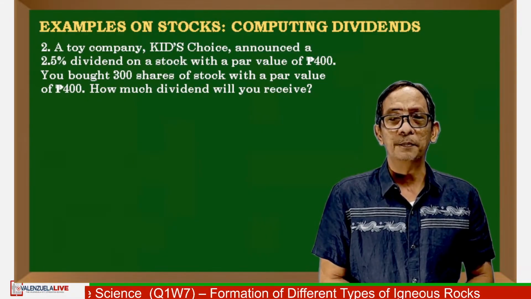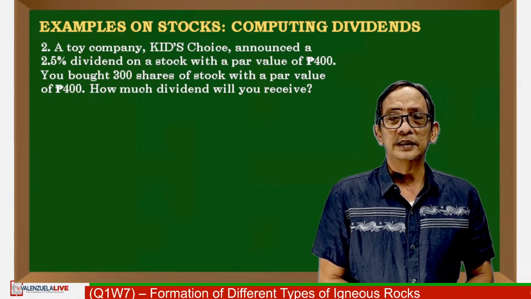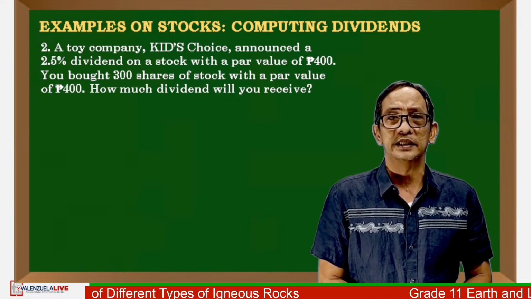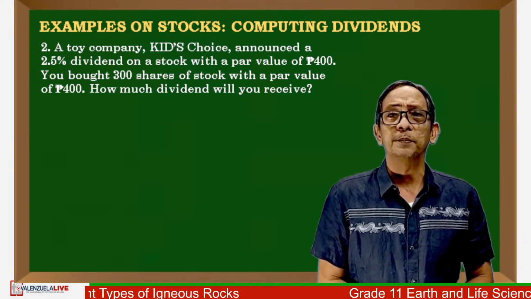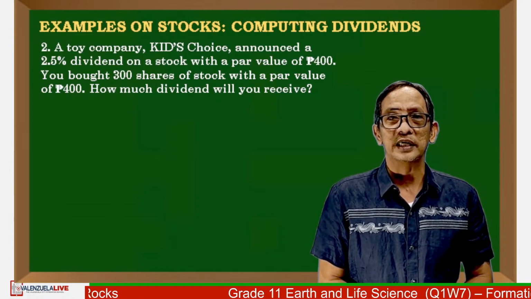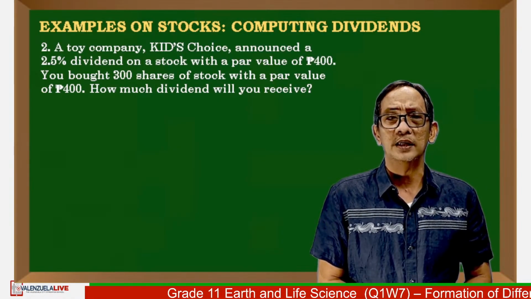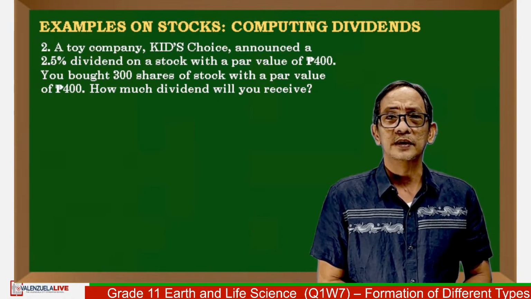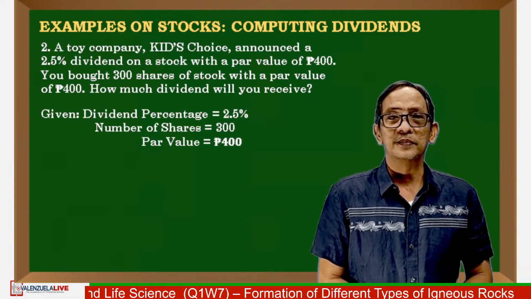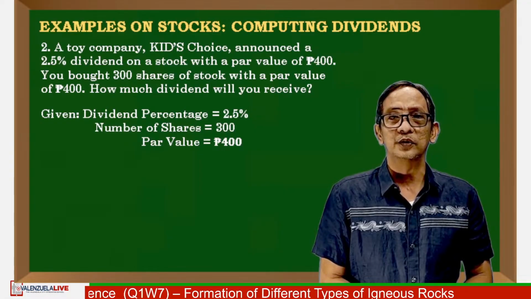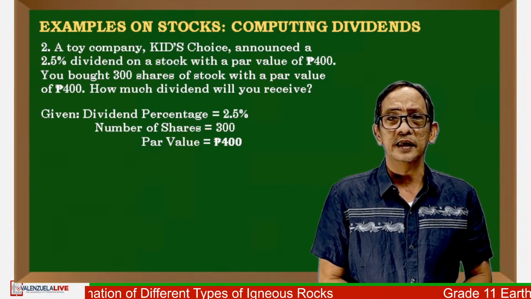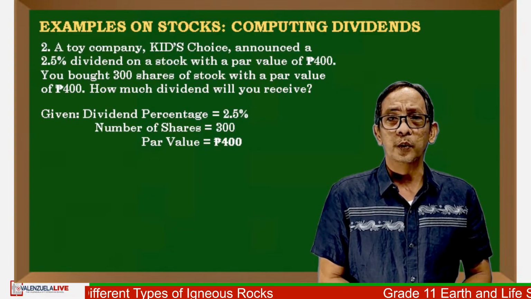Let's have example problem number 2. A toy company, Kids Choice, announced a 2.5% dividend on a stock with a par value of 400 pesos. We bought 300 shares of stock with a par value of 400 pesos. How much dividend will you receive? Given, dividend percentage is equal to 2.5%, number of shares is equal to 300, and par value equivalent to 400 pesos.